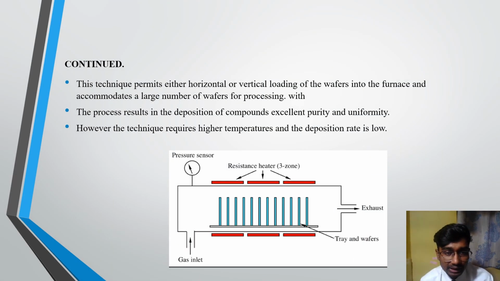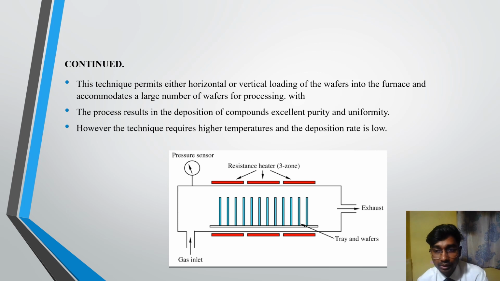And next, that is continued. These techniques are primitive, with either horizontal or vertical loading of wafers into a furnace, and they accommodate a large number of wafers for the process, resulting in the decomposition of the compound uniformly. However, the techniques require higher temperature and the deposition rates are very low.